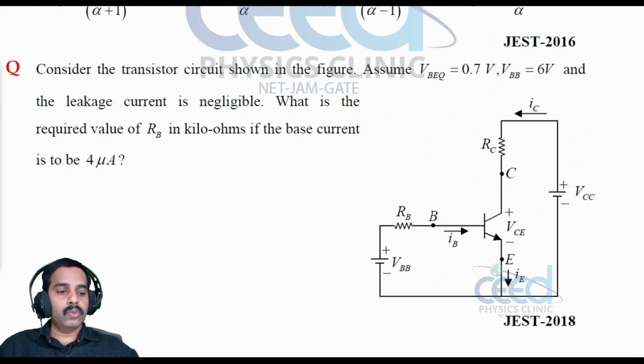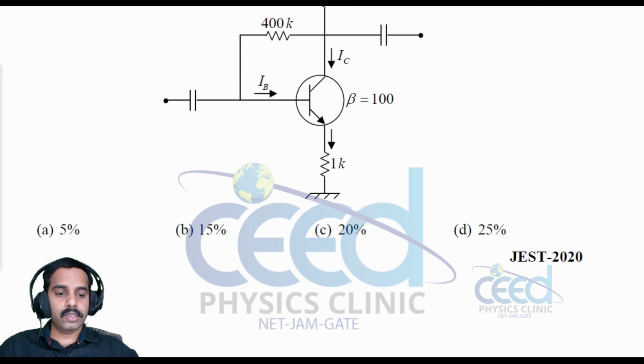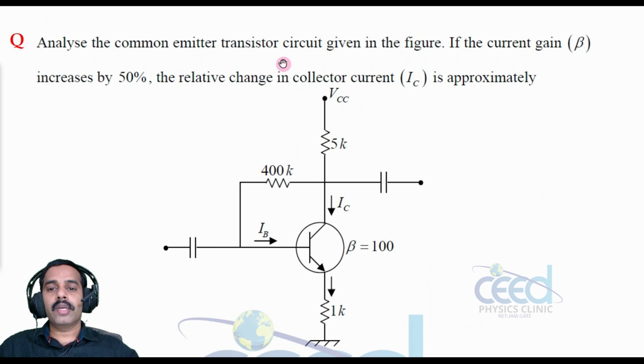Now let us come to another question, and this is the final question that was asked in JAM 2020. Analyze the common emitter transistor circuit given in the figure. If the current gain beta increased by 50%, find the relative change in collector current. I will tell you the method, you may do the calculation. We have to calculate IC from the given options.